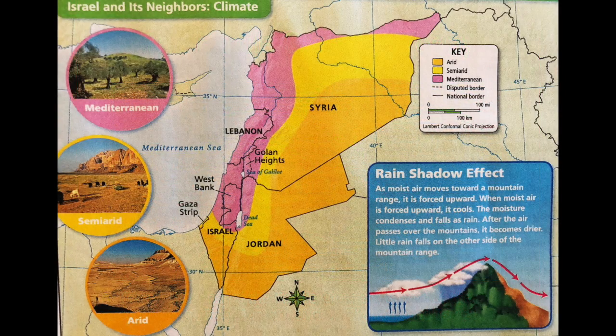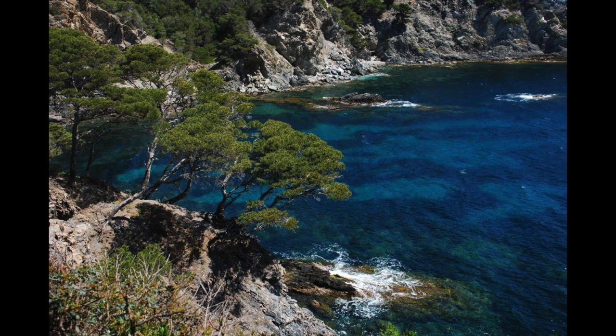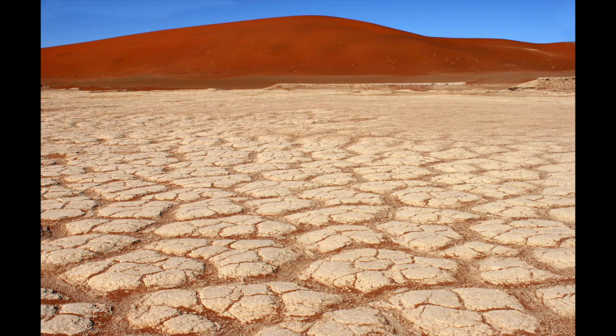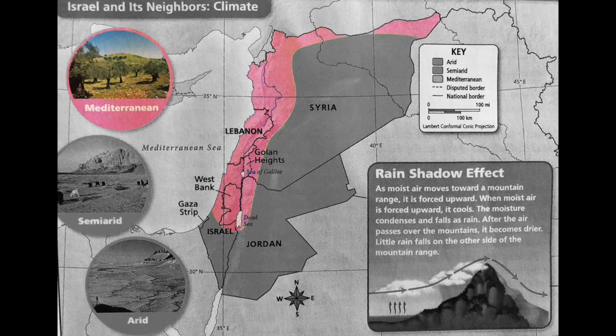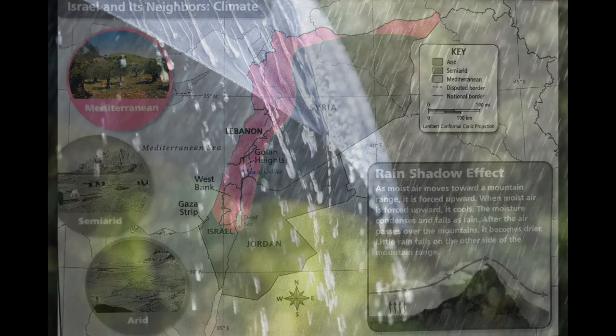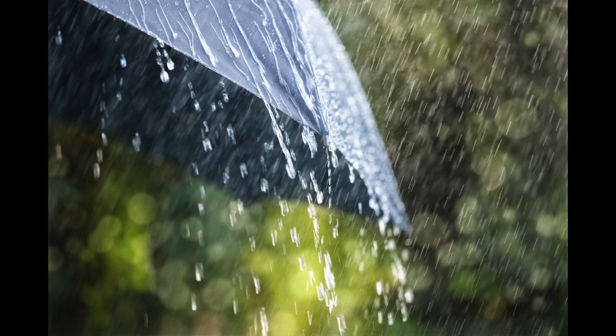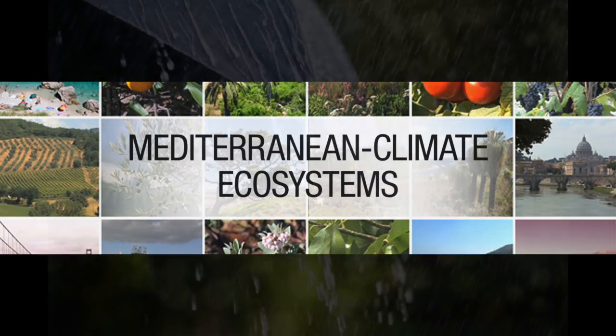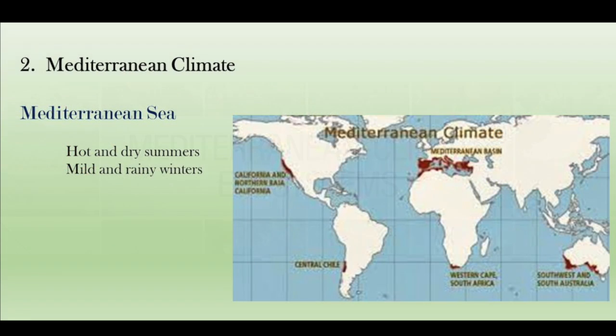So there are several types of climate going on in this region. We have Mediterranean, semi-arid, and arid. The Mediterranean climate is primarily along here, the Mediterranean Sea. This is also where most of the rainfall in this region is. In areas with a Mediterranean climate, summers are typically really hot and dry, and winters are moist and mild.